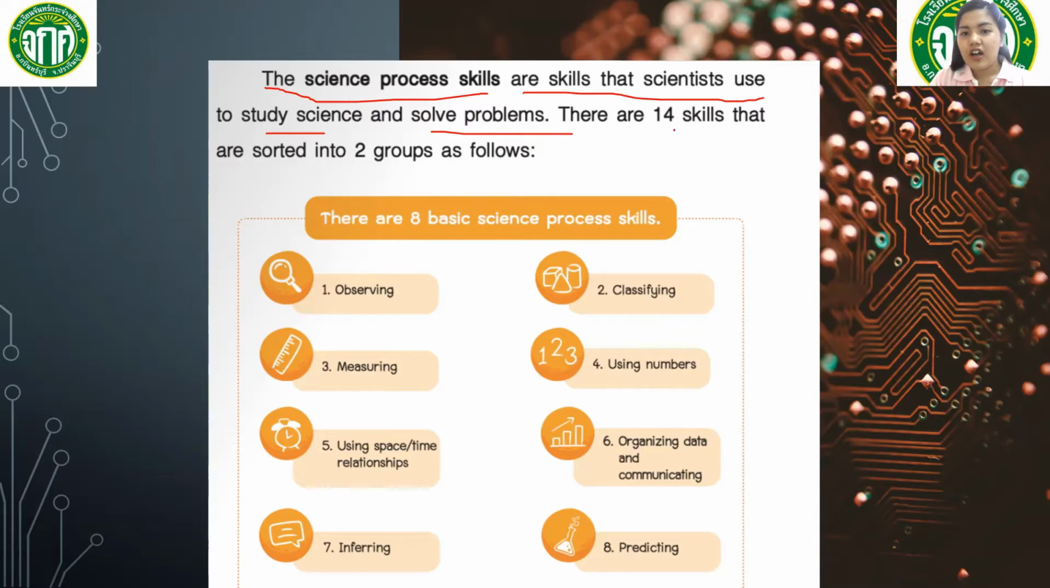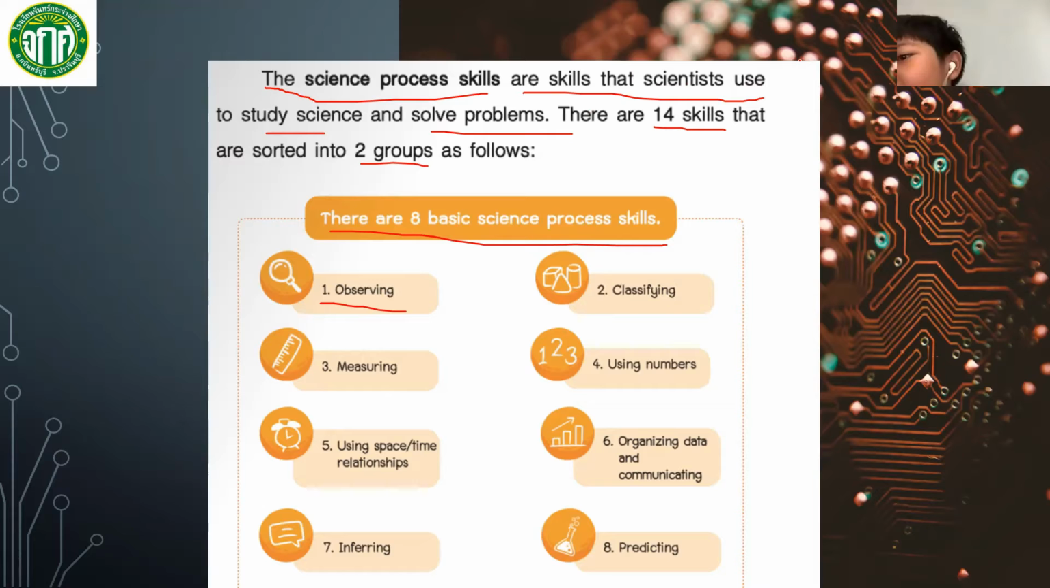Now, there are 14 skills that are sorted into 2 groups. Let's move on to the first group. There are 8 basic science process skills. Number 1, observing. Number 2, classifying. Number 3, measuring.